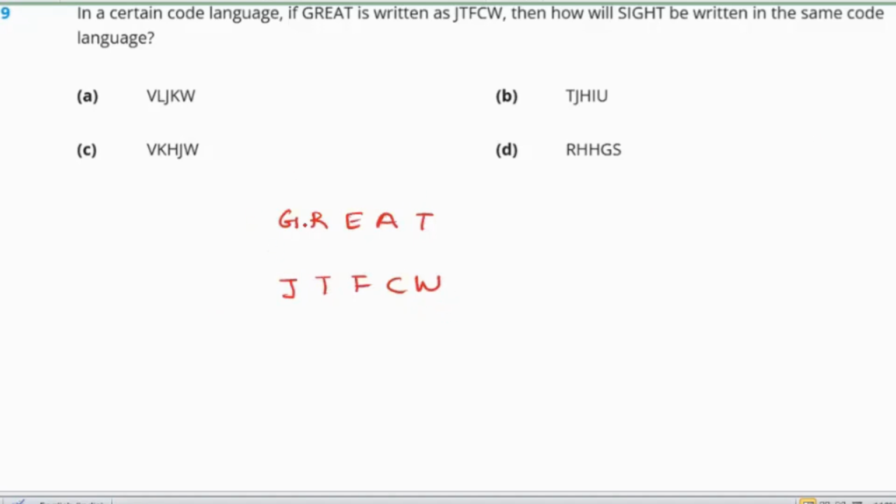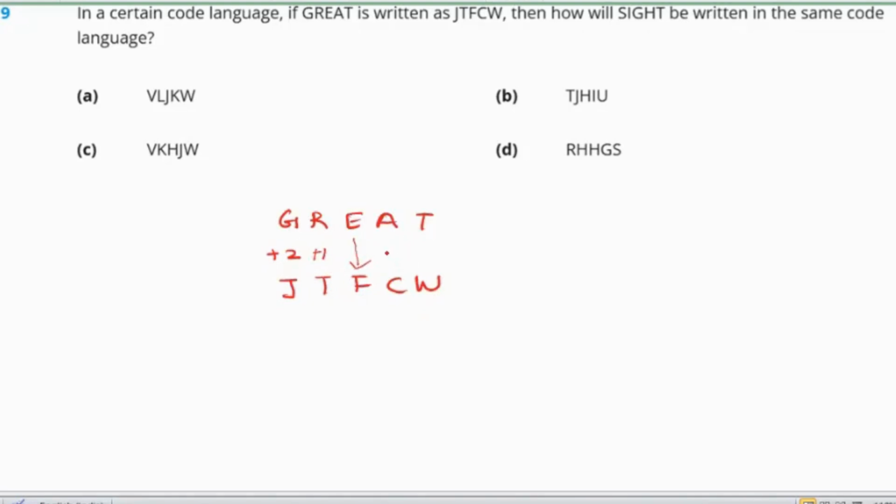Now G becomes J. So how many letters are we skipping? G, H, I. Okay, two letters we are skipping. Now R, S. From R we are moving to T. So how many letters are we skipping? R, S, T. Only one letter. Now, when we are moving from E to F, we are not skipping any letter. So just after E, we are writing what comes next.